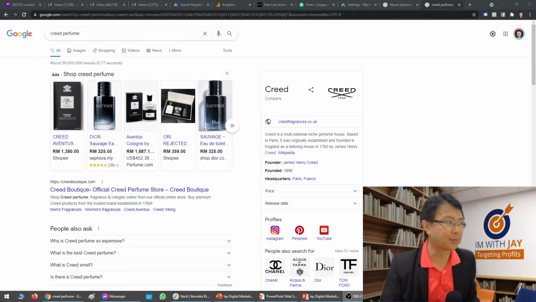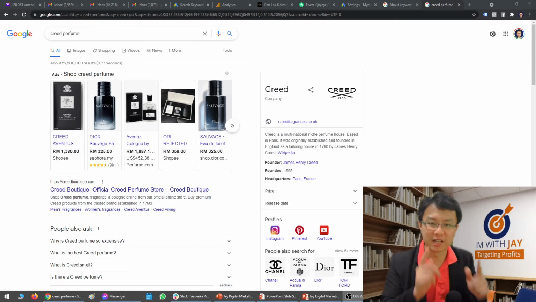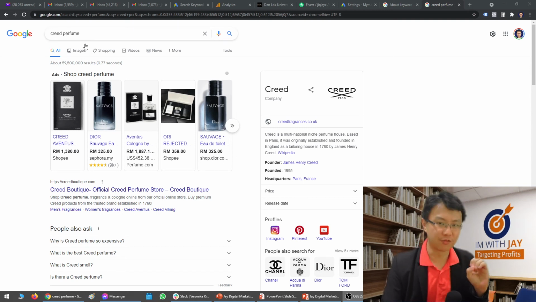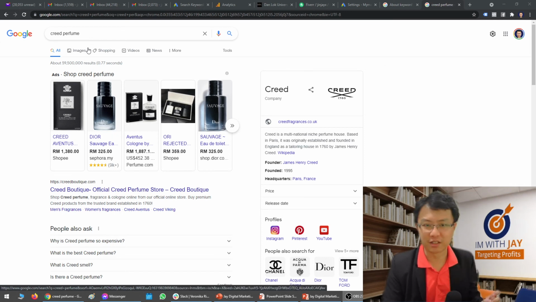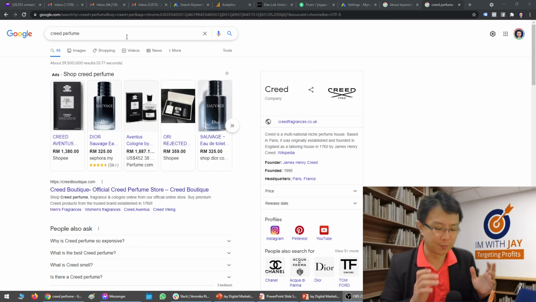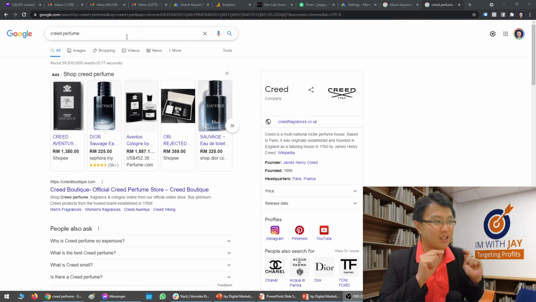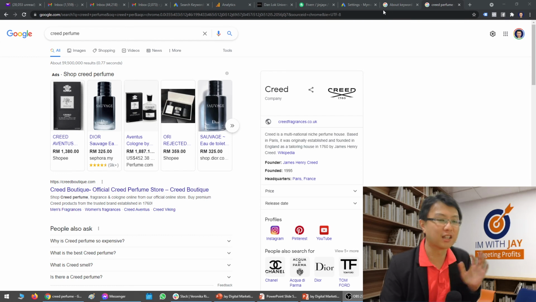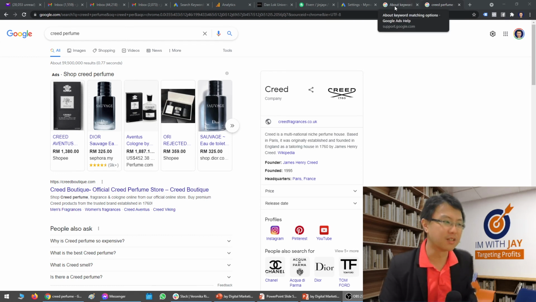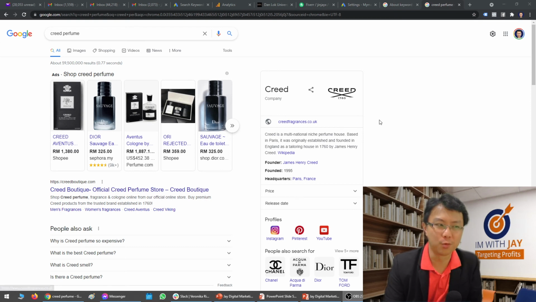Now, when somebody types Creed in the search and you are selling perfume, you want to make sure that when they type the word Creed, they are looking for the perfume, because Creed, the first time I heard about it, was related to a rock band or rock music instead of perfume. So if you are using the keyword Creed, you can't assume everybody is looking for perfume. That means you might be showing your ads to people who are not looking for perfume, and you're going to waste your ad budget that way.